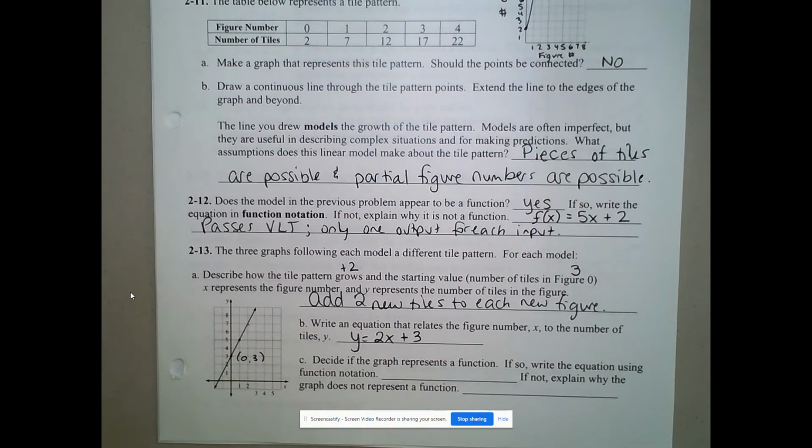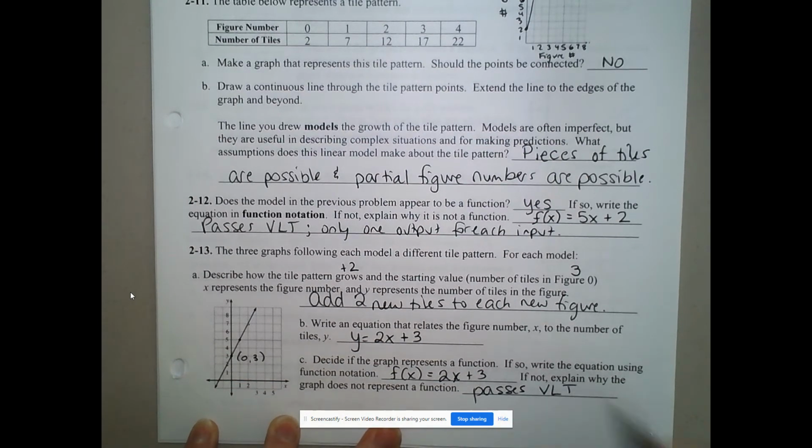Decide if the graph represents a function. Well, I don't see why not. It's linear and it's not vertical. So we would say yes. If so, write the equation using function notation. So that would be f of x equals 2x plus 3. And if not, explain why not. Oh, this one does. It passes the vertical line test. You could also go back to that same definition before, only one output for each input.